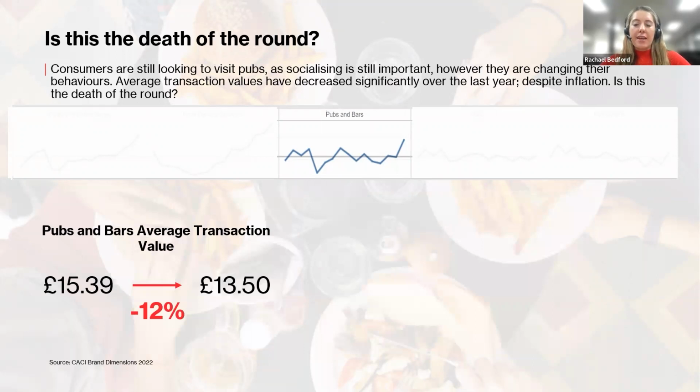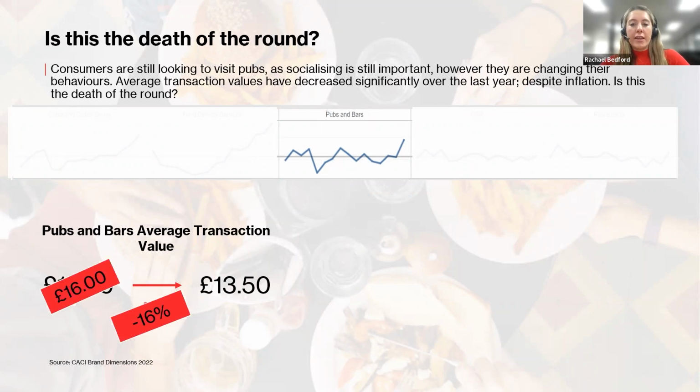What we are seeing is that the average transaction values of pubs and bars have decreased 12% year on year. When we take into consideration the increased cost of drinks in general, this is a like-for-like 16% decrease in a year. So is this a death of the round? To me, it feels risky to get in a round with six other people these days. When the person last in the round disappears, that's cost each individual a significant dent in the wallet.